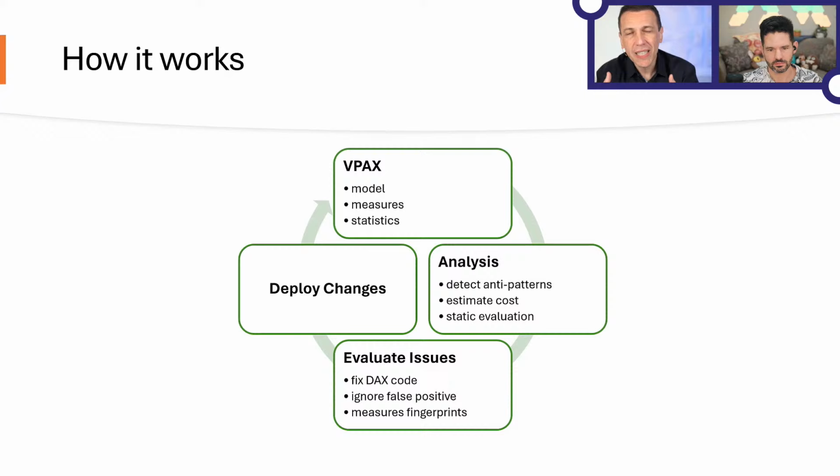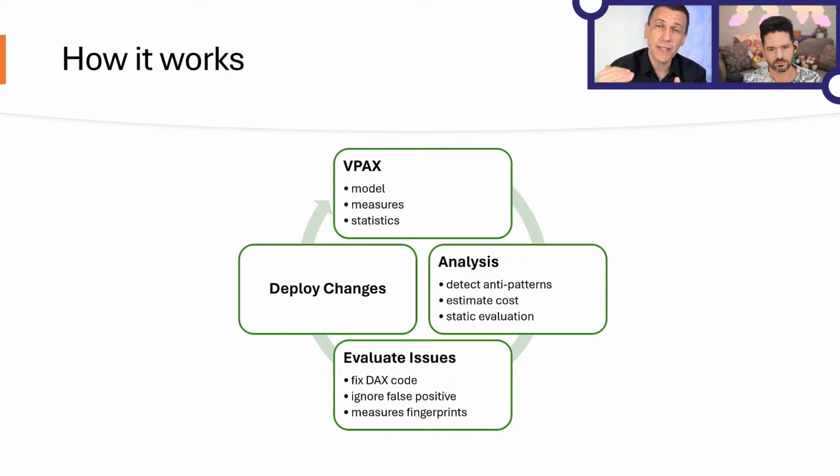Why? Because we don't actually optimize a report. We analyze a model, evaluating all the possible measures. We don't do an analysis of a specific report. We do a complete analysis. We call this a static analysis. We don't actually run the report. We just analyze the code, but analyze also the model and the statistics we have about the tables and the columns to prioritize the effort. So we not only provide a list of things to do, we also prioritize them in order of importance, like we will see in a moment.